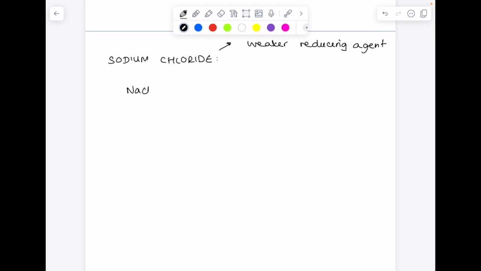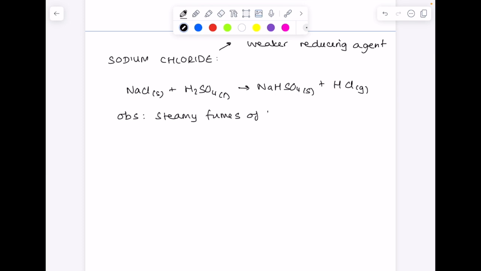So the sodium chloride reacts with that concentrated sulfuric acid, and you will need to learn these equations. In terms of observations, we will see steamy fumes of HCl produced. In red, I'm going to put the oxidation numbers. So hydrogen is +1, oxygen is -2, which means that sulfur here is +6. What about on the right-hand side? Sulfur is again +6, so I'll highlight that to show that there's no change in oxidation state, indicating that the chloride ions are very weak reducing agents.